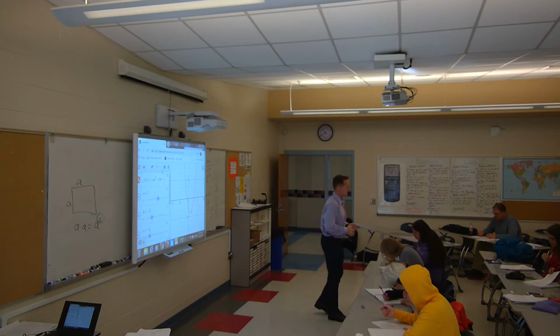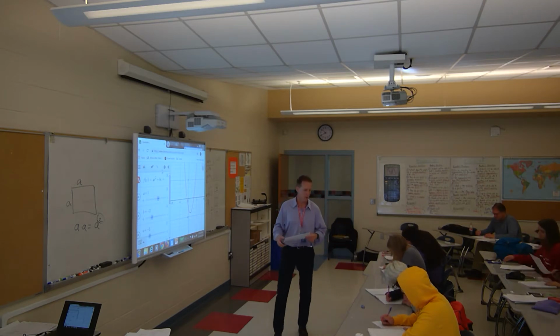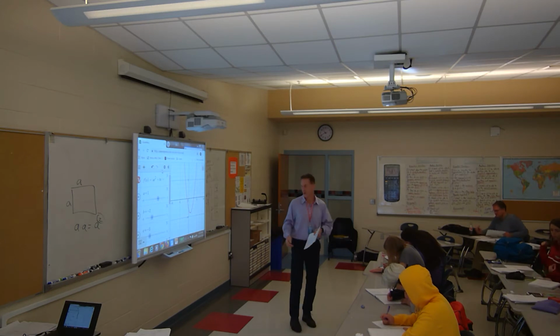Now, what if I put a negative in front of it? What would happen? They would go down. Perfect. How do we say that? Is that going up or down? It's going down. So if we see a negative term in front of that for A, we're going to expect this graph to go down. All right.